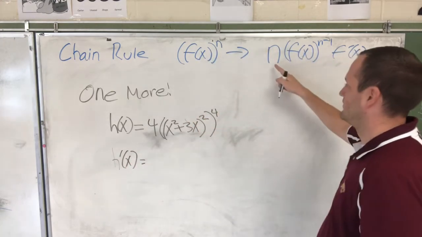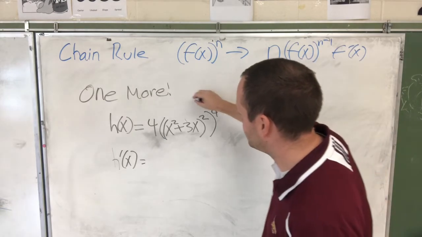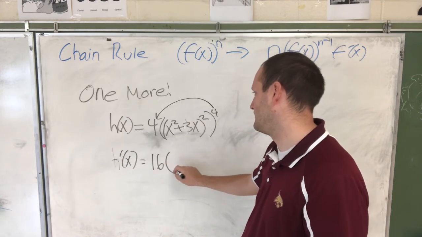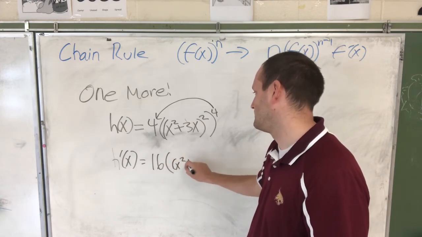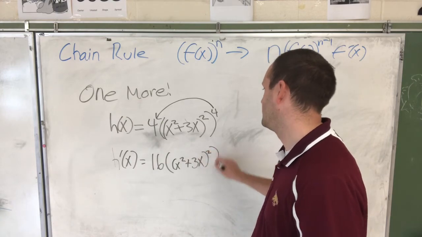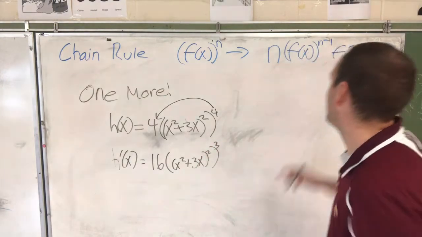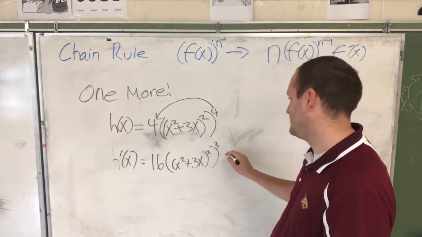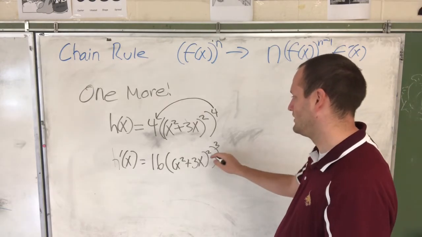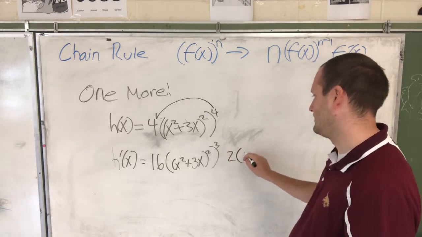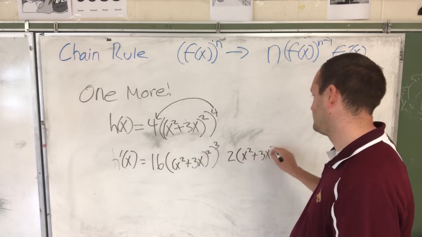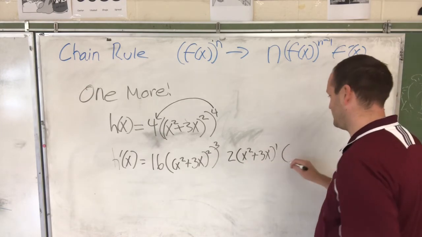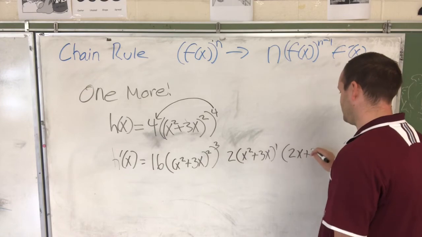Remember, we're gonna bring down the exponent, so we're working on the outside first. 4 times 4 is 16. I'm gonna leave the inside alone, which is x squared plus 3x squared to the 3rd power. Now we take the derivative of the inside. Ooh, looks like we're gonna have to do the chain rule again, because we're gonna have 2 times x squared plus 3x to the 1st power. But remember, since we did the chain rule, we now have to multiply it by that again. That gives us 2x plus 3.